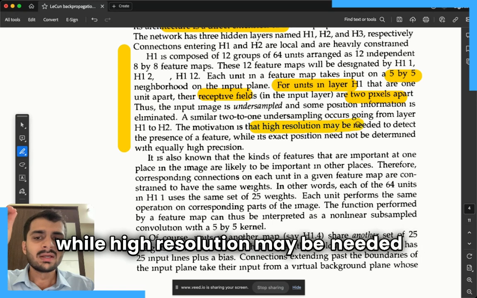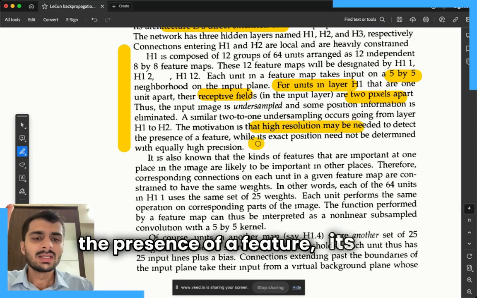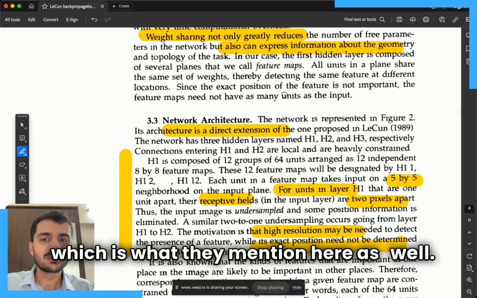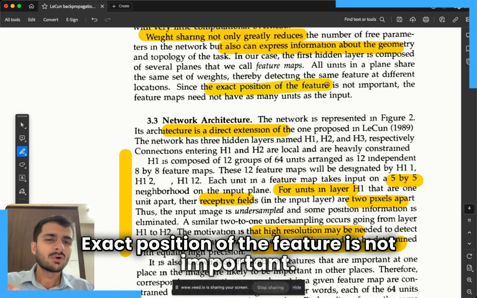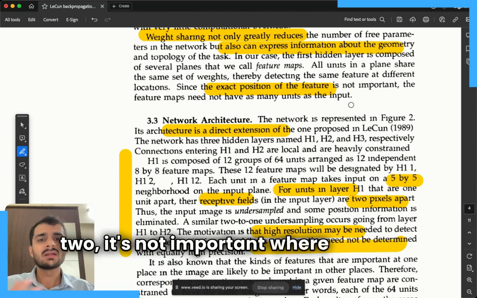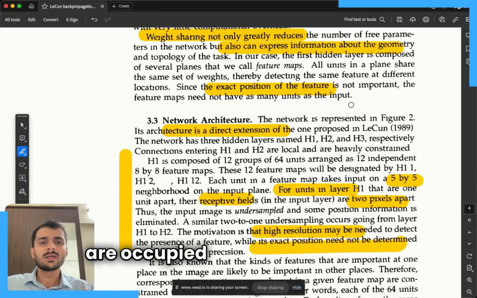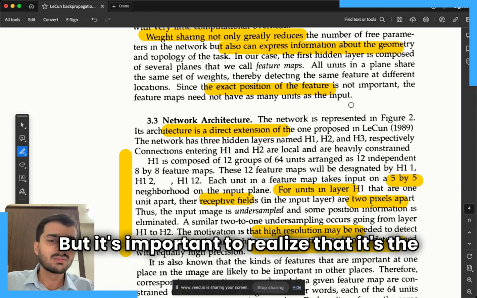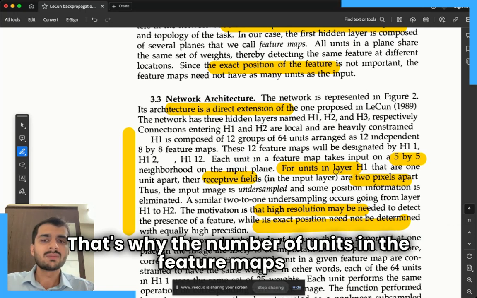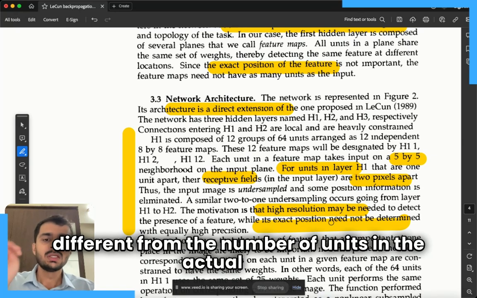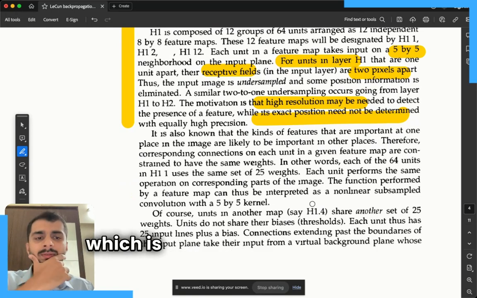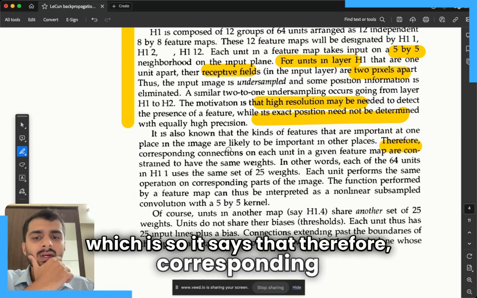The reason for this undersampling is because while high resolution may be needed to detect the presence of a feature, its exact position need not be determined with equally high precision, which is what they mention here as well. Exact position of the feature is not important. You just need to know that the feature is present. For example, if I'm detecting the number 2, it's not important which pixels are occupied by the number 2, but it's important to realize that it's the number 2. That's why the number of units in the feature maps are different from the number of units in the actual digit.